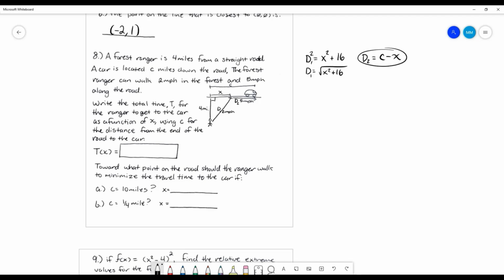Now I've got both of these distances, so now I just need to figure out how long it takes him to travel those distances. So if he goes 2 miles per hour on distance 1, the time it takes him to travel this distance is going to be this divided by 2 miles per hour. So I'm going to say time 1 is the square root of x squared plus 16, over 2.